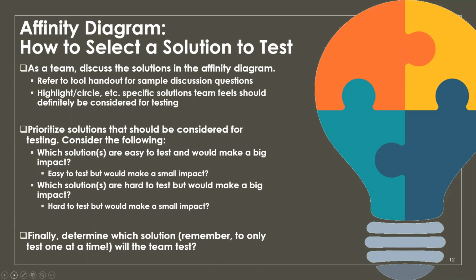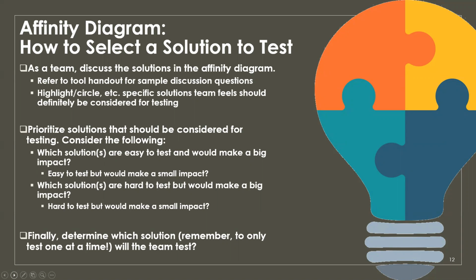So now that the team separated all of the solutions out into their groupings, they gave them descriptive headers that really help them pull out the theme of what the solutions in each of the groupings meant. Now they need to select a solution to test. So after the affinity diagram has been created, it's really important that the team take a moment to really discuss all of the solutions that are there.